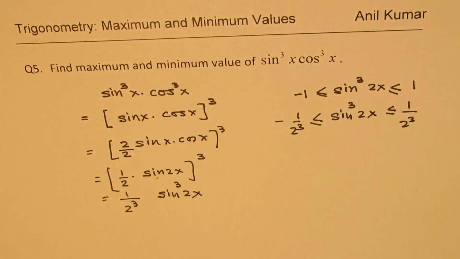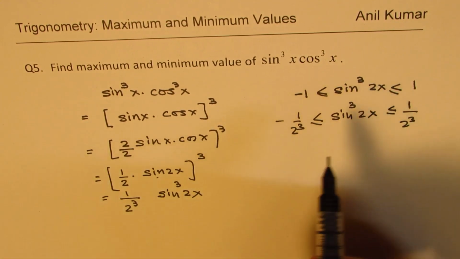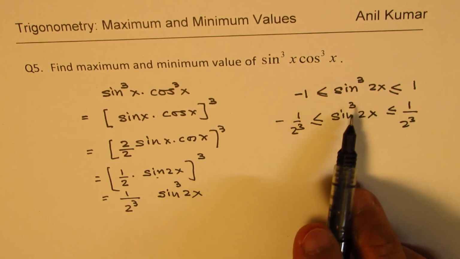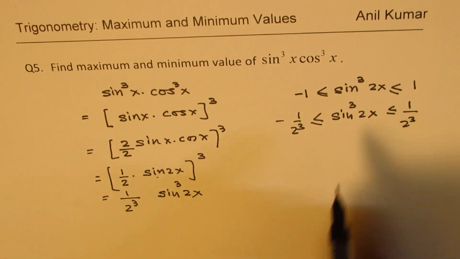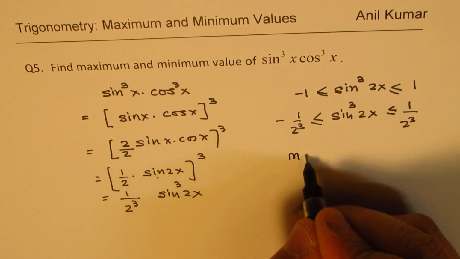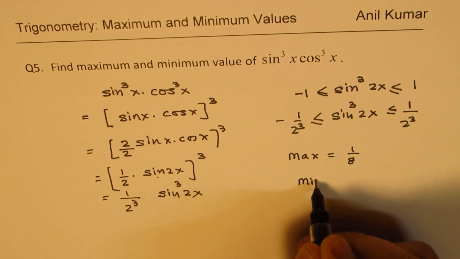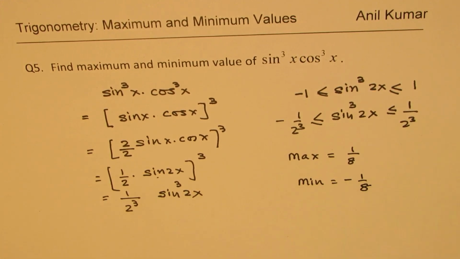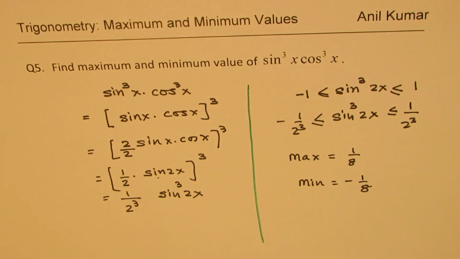So basically you get within 1 over 2 to the power of n. Now it all depends on this power. If it is odd, then you get plus and minus. But if it is even, you get 0 and a positive value. Is that clear to you, right? So clearly, we have a maximum value here, which is 1 over 8, and the minimum value is minus 1 over 8, which is 2 to the power of 3. So I hope with this you understand how we can solve such questions, right?